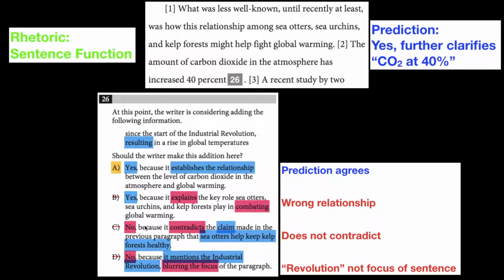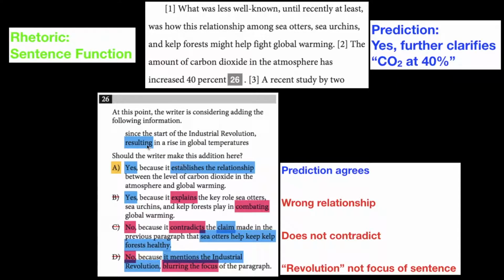You can eliminate no because it disagrees with your prediction, but also it doesn't contradict any claim that sea otters help keep the forest healthy. No, there's no contradiction. The exact opposite is claimed in the statement, and this doesn't disagree. It does not contradict anything that the author is trying to say.